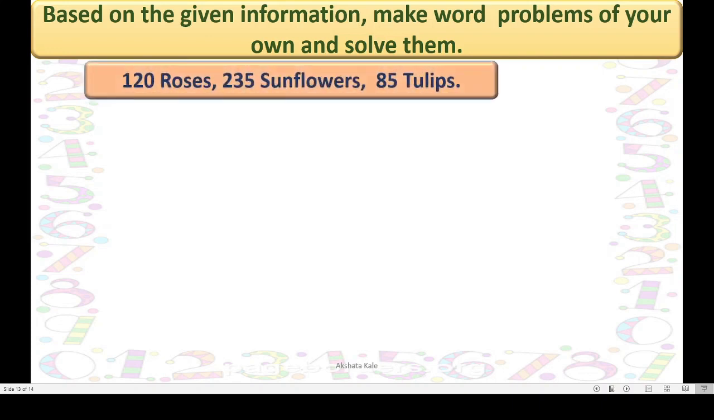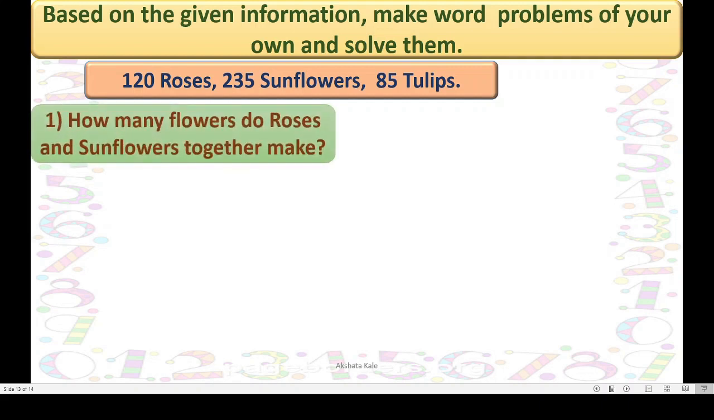See this. Based on the given information, make word problems of your own and solve them. Here some information is given. Read this. 120 roses, 235 sunflowers and 85 tulips. Only this much information is given. We have to make word problems. Okay, we have to make word problems and we have to solve them. Okay, let us try. See, this is the first one.